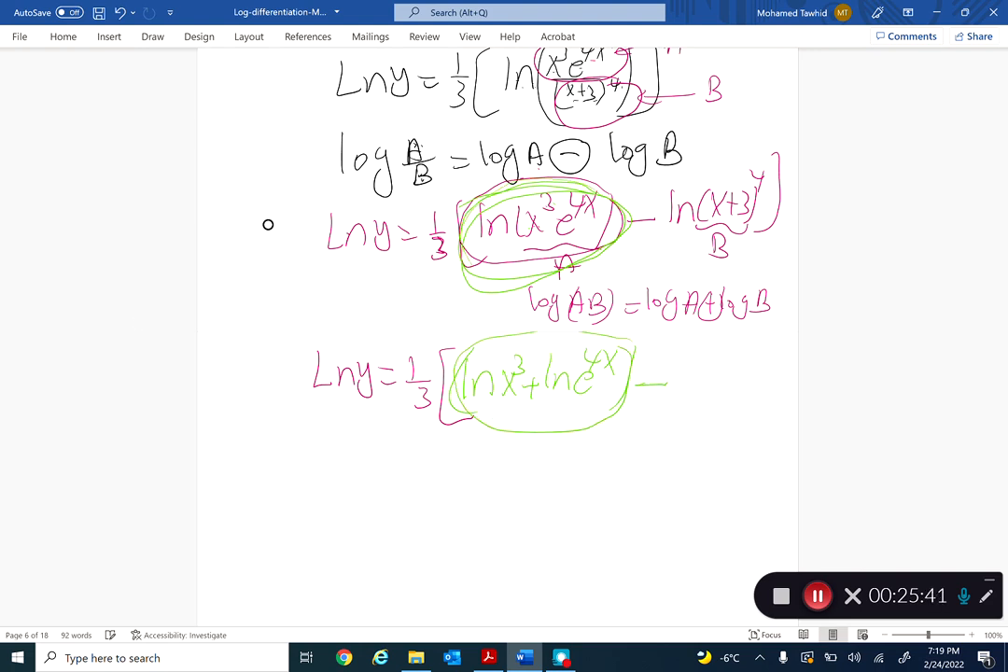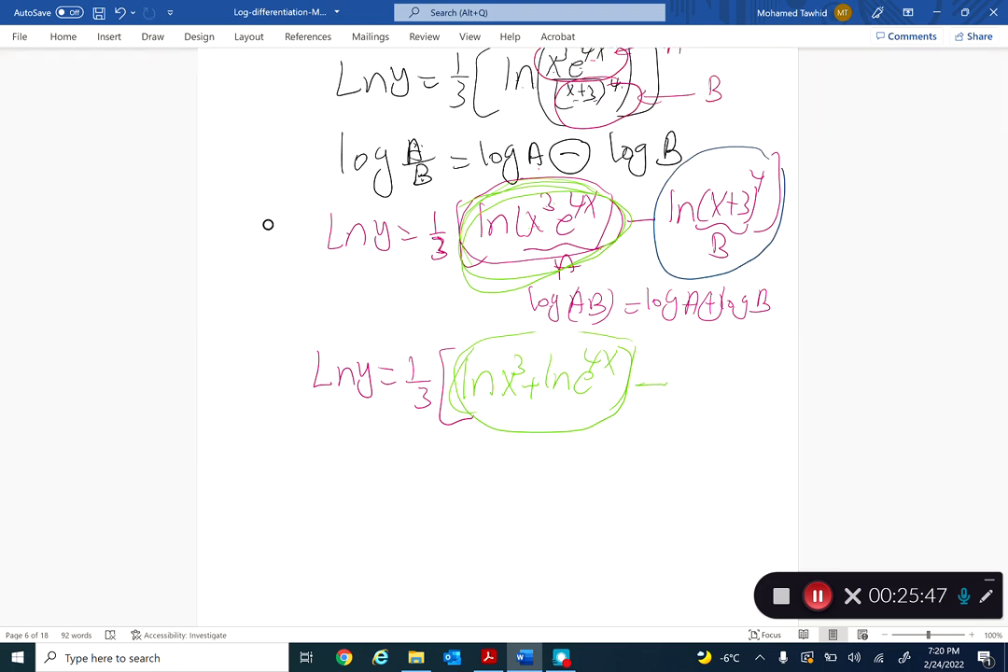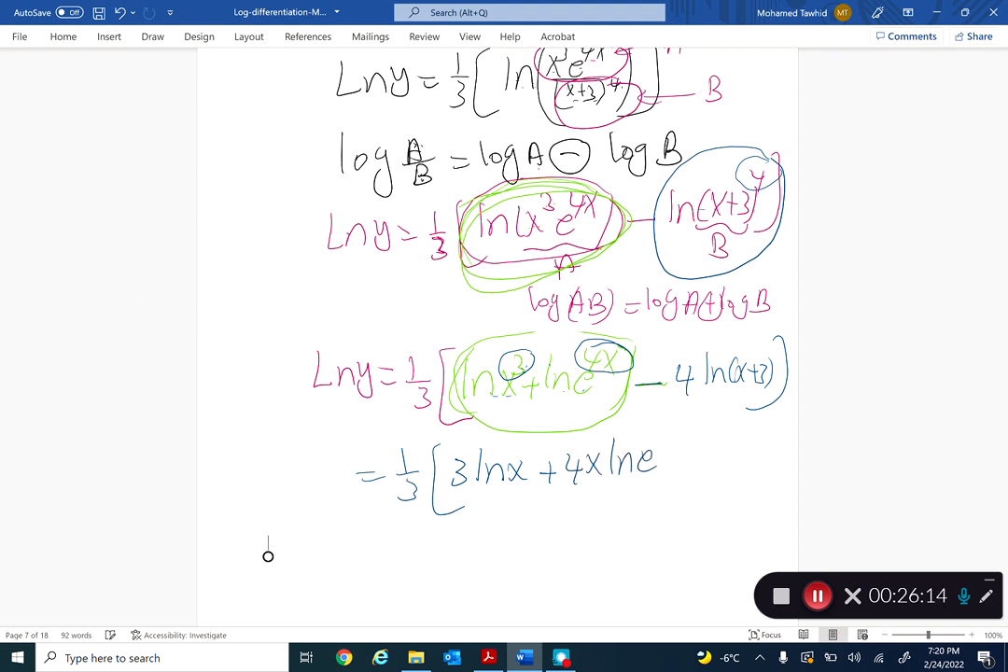Minus, here maybe I use different colors, maybe blue. The second term here, it will be your r, log a to the power r. So I can put r in front, and then what do you have inside? X plus 3. Now, can I simplify those two? Yes, you can. Still I can simplify x cubed. You have r again, so I can put 3 in front. So you have ln x. And here 4x, I can put it in front. So you have 4x ln e. So I put 4x in front, look here. And here minus 4 ln (x plus 3).